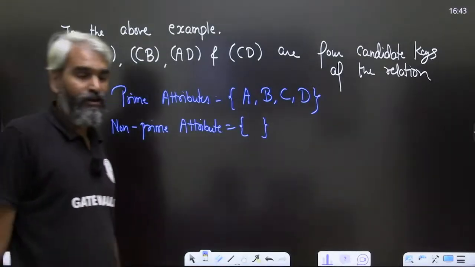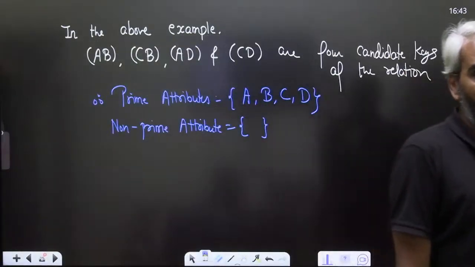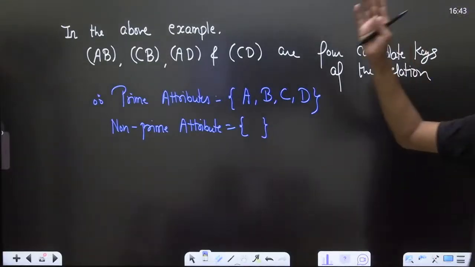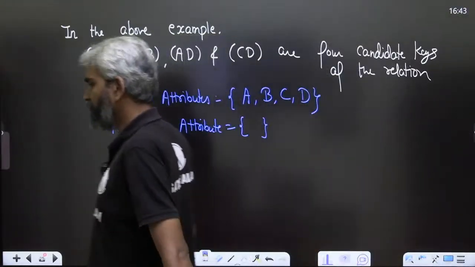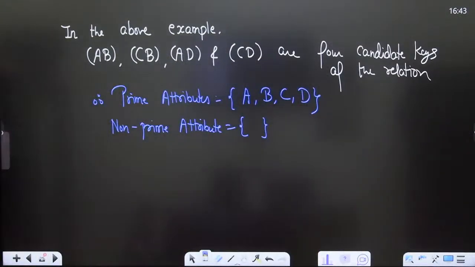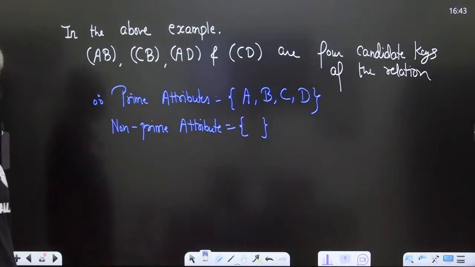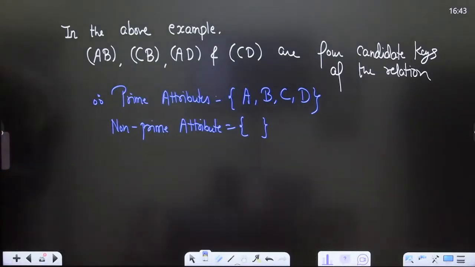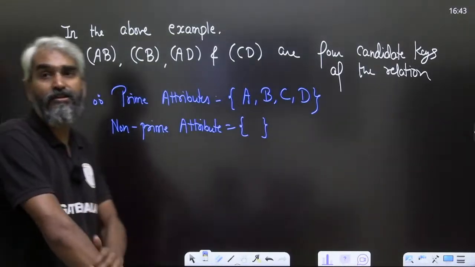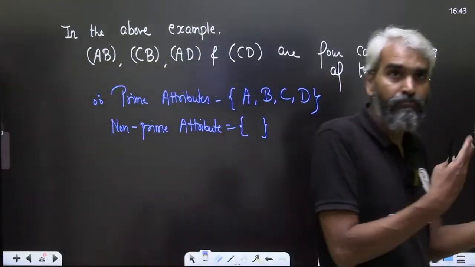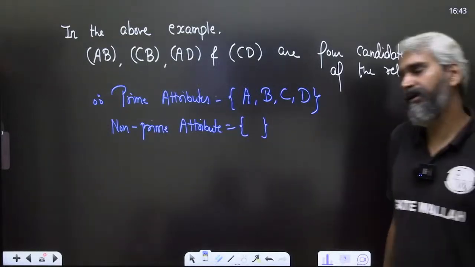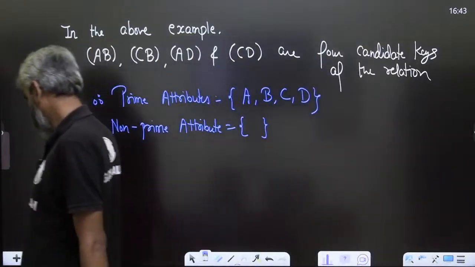Again, an important thing. If there is no non-prime attribute in a relation, when we discuss normalization, we'll say that the relation will be in at least 3NF. But these are things we'll discuss at a later point of time. As of now, you only need to calculate the candidate keys of the given relation. One step at a time. We'll learn everything, but one step at a time, otherwise there is too much confusion.